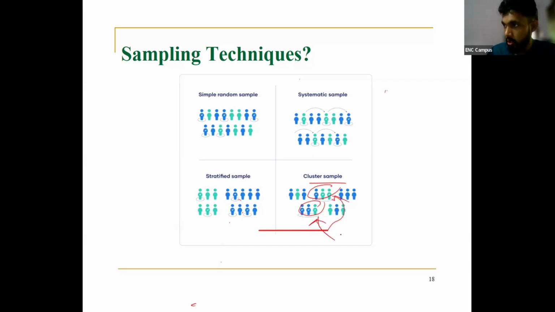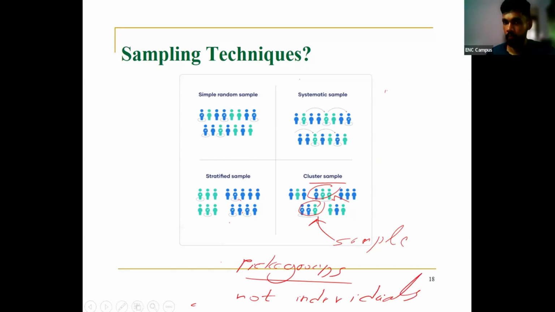In this case, these two clusters are our sample. So we are not considering every cluster. We select clusters, entire clusters randomly selected, right? So pick whole groups, not individuals, right? This technique is used when the population is widely spread and it's hard or expensive to sample individuals directly.